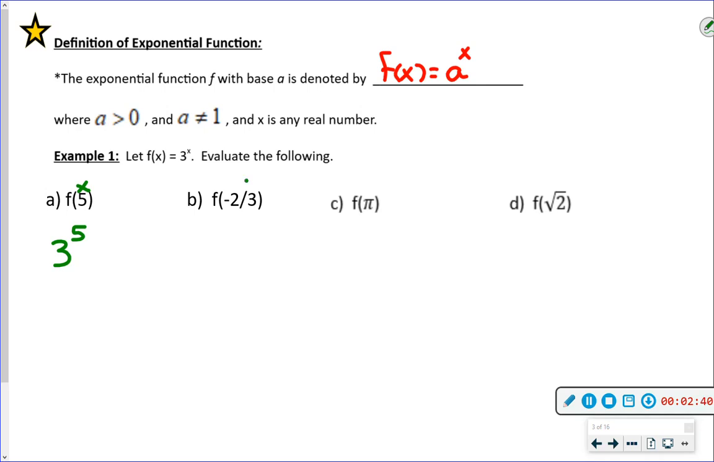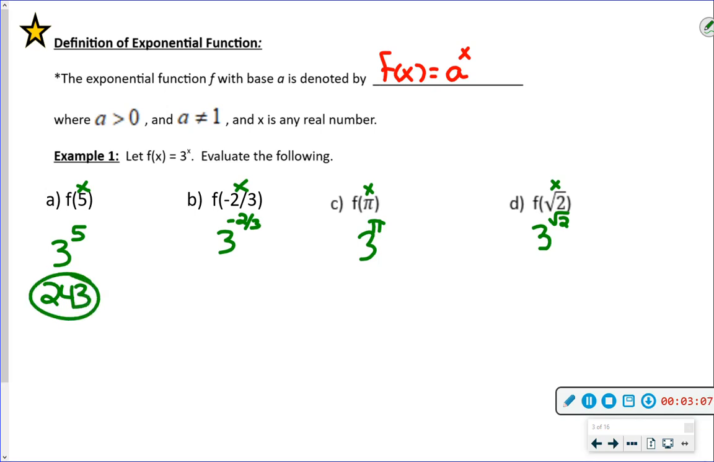You're going to have to figure out 3 to the negative 2/3 power. You're going to have to figure out 3 to the pi power. Seems weird, but we can do it on the calculator. And of course, we're going to have to do 3 to the square root of 2. All right, I have every confidence you can type the first one in. What's 3 to the 5th? Punch that one in. 243.